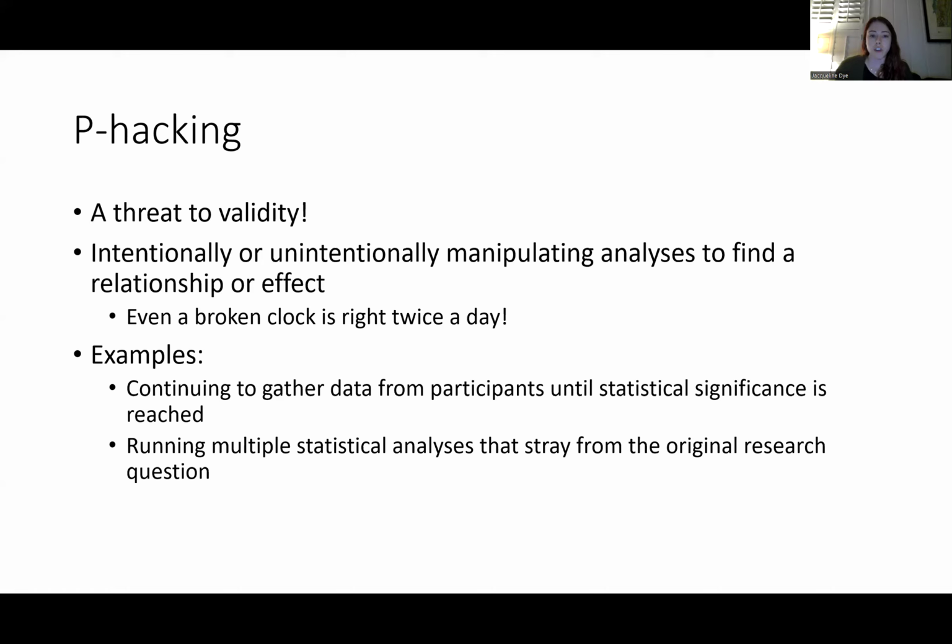So some examples include when researchers continue to gather data from participants until they reach statistical significance. So they kind of modify the duration of their study to get results that are significant. It could also include running multiple analyses that stray from the original research question. So if you're running 20 correlations among variables, you're probably going to find something. You may find something, but is it meaningful or is it just by chance?